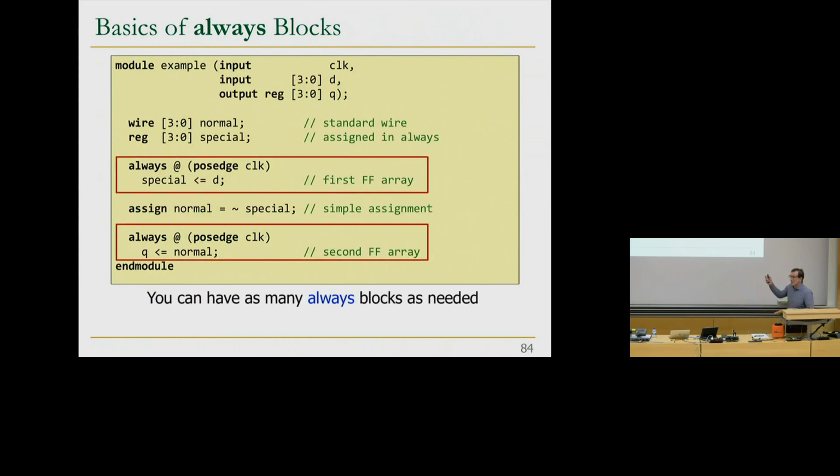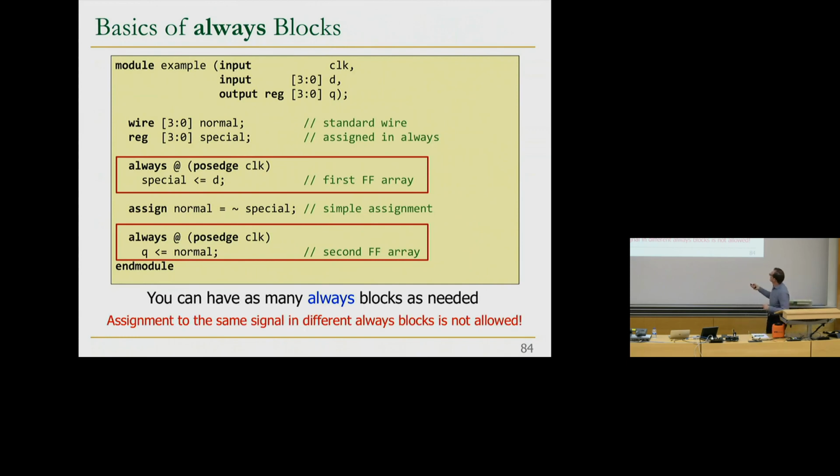In this case, you can have as many always blocks as needed because these may be very different flip-flops, right? You may have 10,000 flip-flops. Always at the positive edge of clock, this flip-flop gets D. Always at the positive edge of clock, this flip-flop gets normal. So basically different flip-flops over here. And then you may have wires connecting these. This flip-flop gets the negated value of whatever value was in this flip-flop, in the next cycle, at the positive edge of the clock.